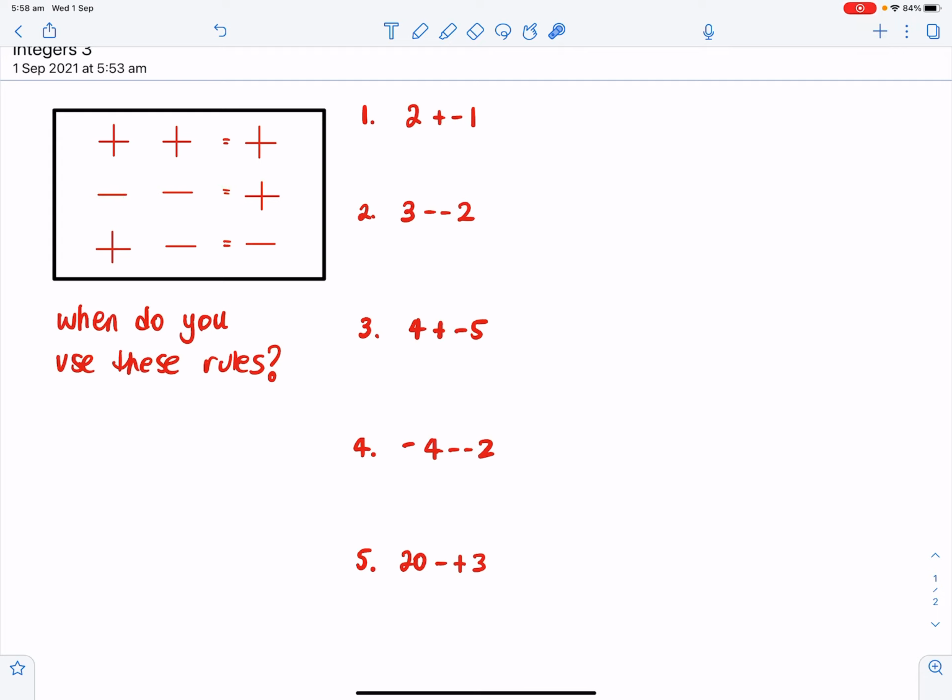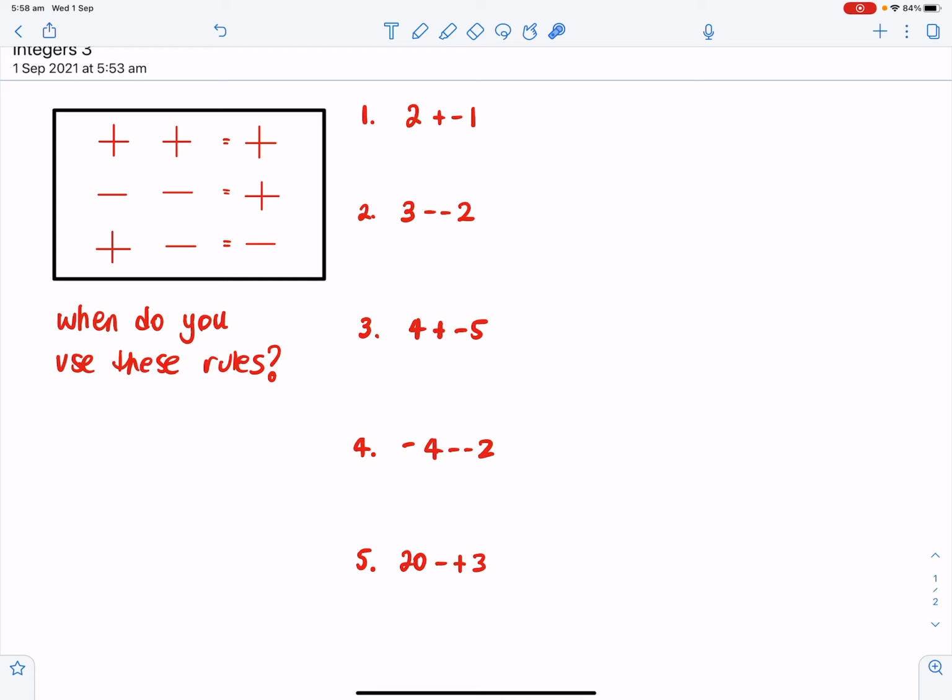An easy way to remember the first two is that when the signs are the same, you get a plus. So if you just remember that, the fact that when you have the same sign, you end up with a plus. And if you look at the third one, when the signs are different, you end up with a negative. I think that's the easiest way of remembering them. Okay.